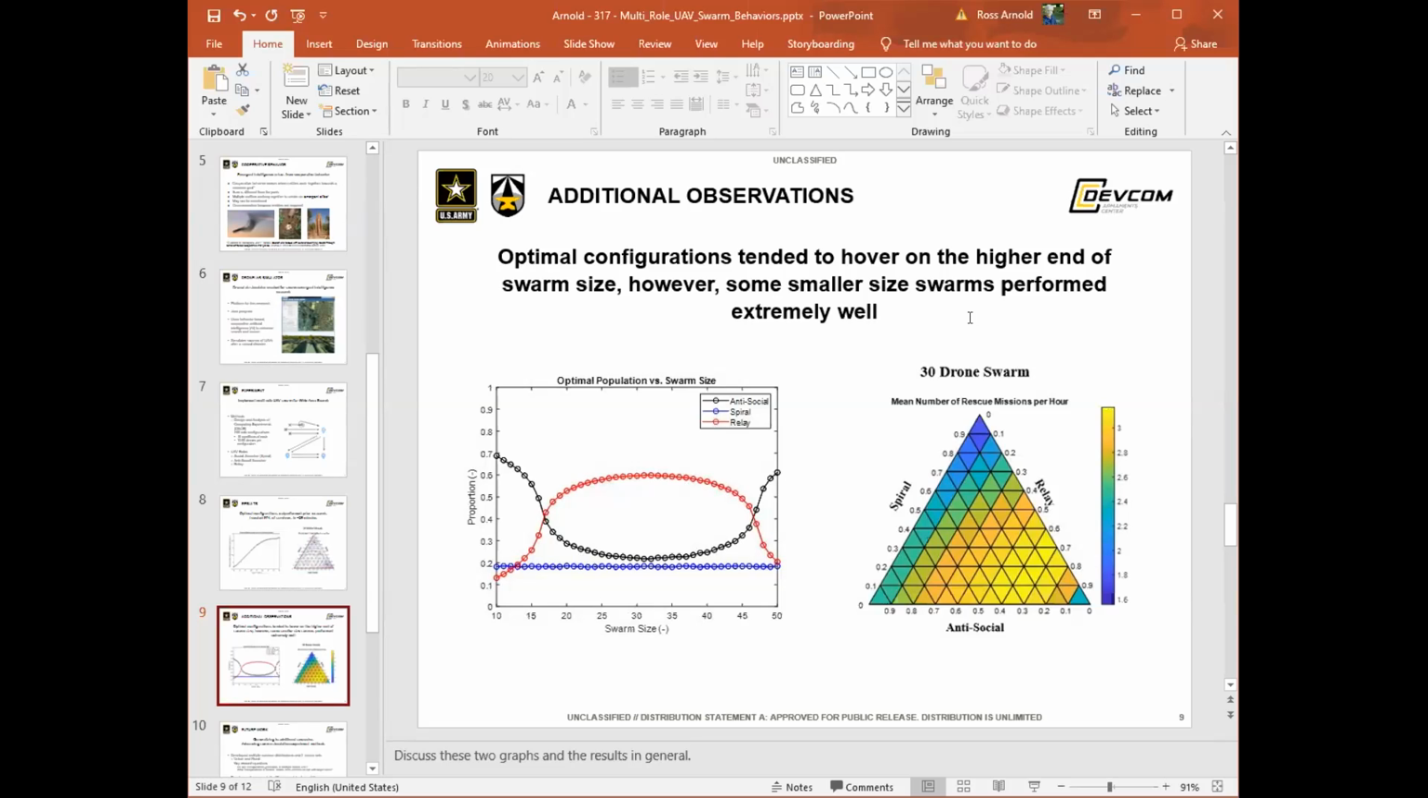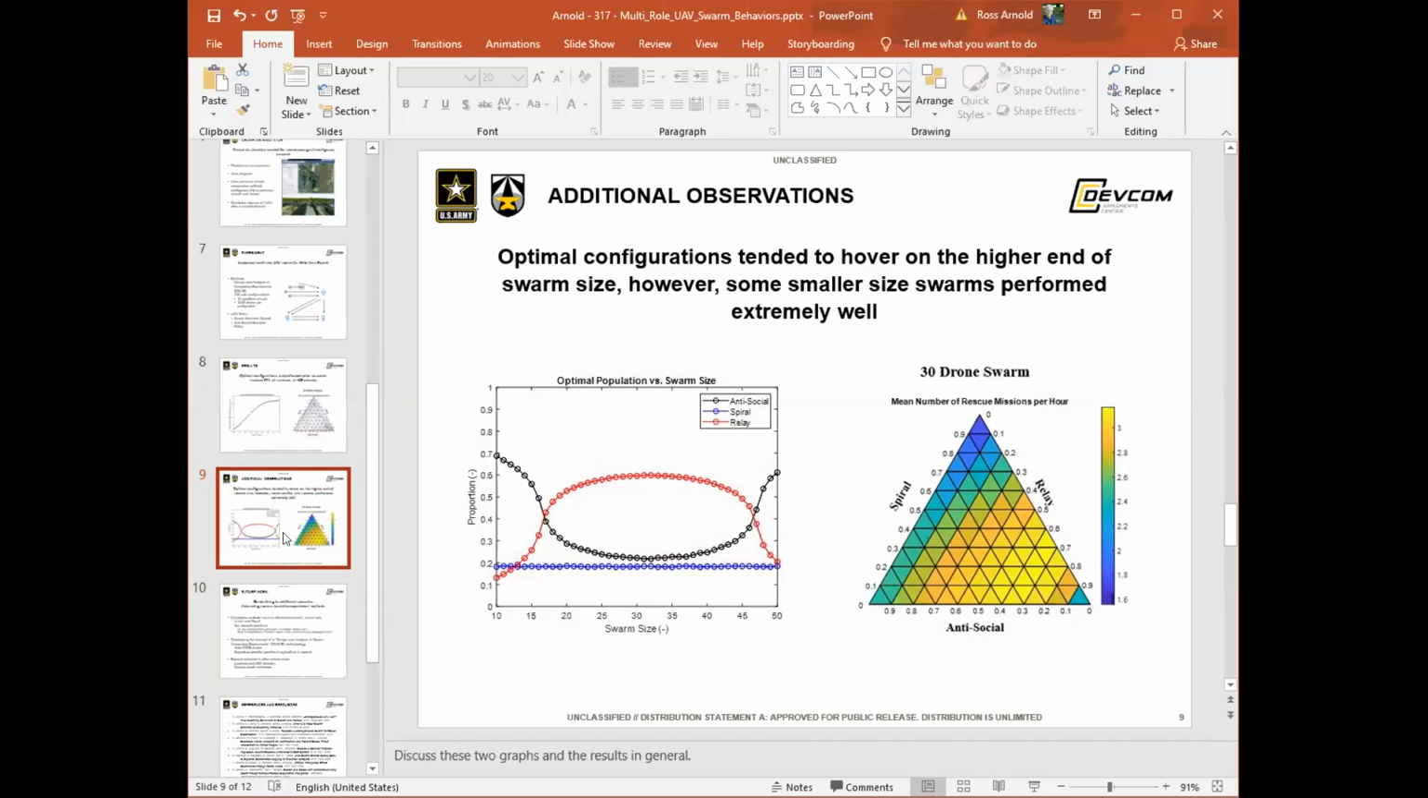And then on the bottom right there, I showed the graph of the 30 drone swarm. You can see the greens and blues of the spiral, indicating that essentially that is not the critical number of drones for the swarm. It's really more based on the numbers of relay and antisocial drones.